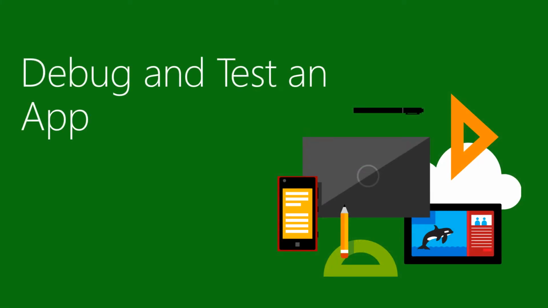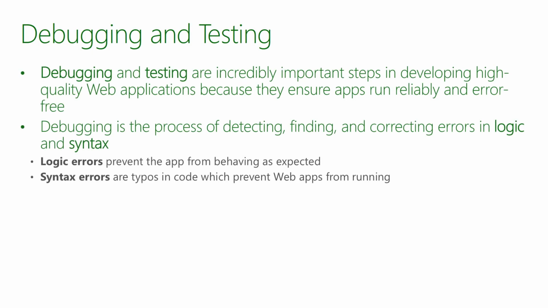Let's look at debugging and testing an app. Debugging and testing are very important steps in developing high-quality web applications. They ensure apps run reliably and error-free. Debugging is the process of detecting, finding and correcting errors in logic and in syntax. Logic errors prevent the app from behaving as expected, whereas syntax errors are typos in the code which prevent web apps from running.